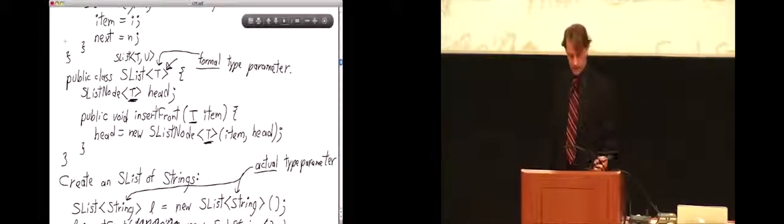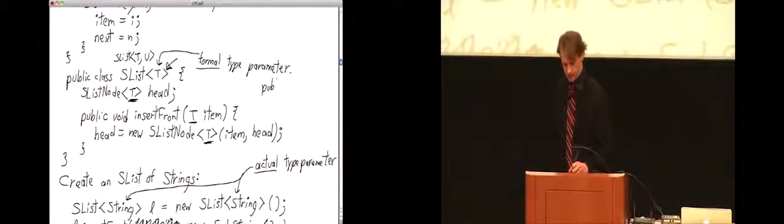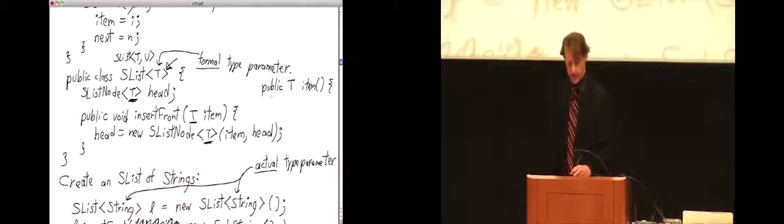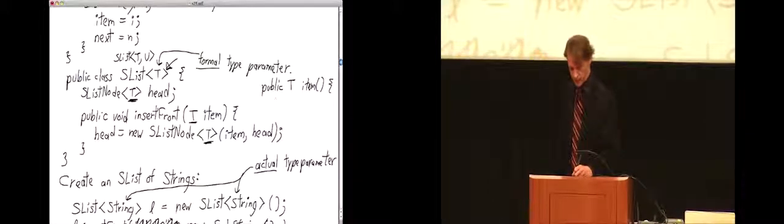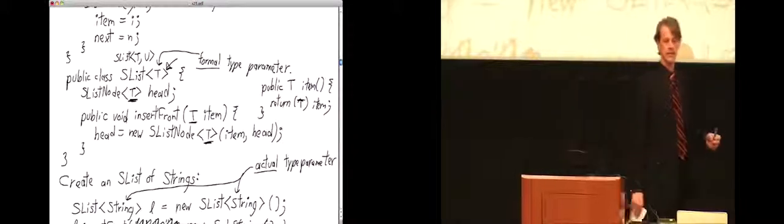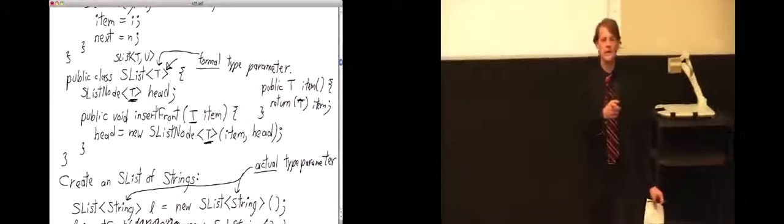Well, the slist class would probably do that. Like you'd have a public method item. And then it would be the item method's job to cast to type T whatever the item field is. Does that make sense? Is there another question?